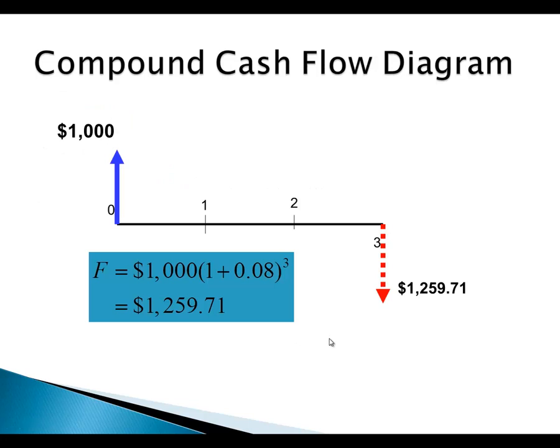Let's look at the cash flow diagram for the whole 3 years, using the new formula for the compound interest. You can see that 1,000 borrowed now should be returned after 3 years as $1259 and 71 cents, considering an interest rate of 8%, which means that the future value of the principal amount after 3 years will equal the principal value multiplied by 1 plus the interest rate to the power 3 in this case, and that will be the $1259 and 71 cents.